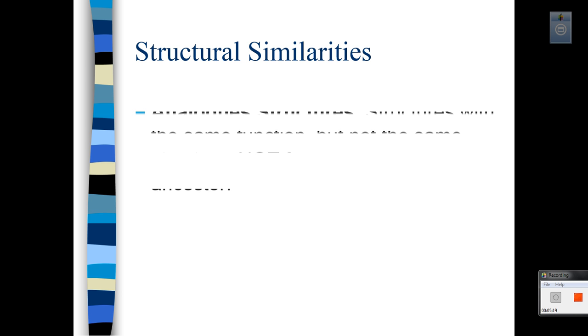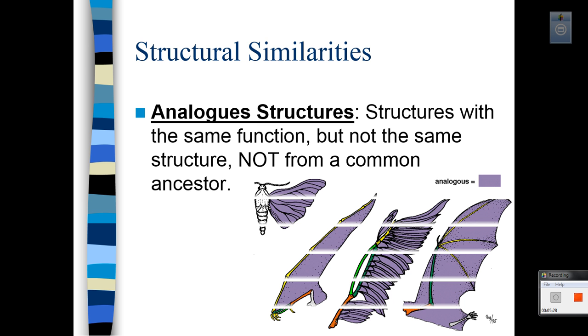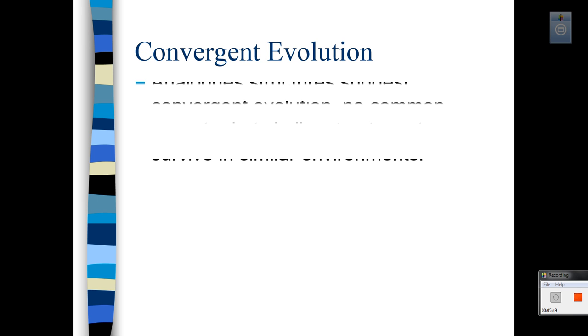Analogous structures are structures with the same function but not the same structure, and they are not from a common ancestor. So the insect wing and a bird wing and a bat wing all have structures that are analogous, the wing type. They did not derive from the same thing, and they did not come from a common ancestor. They all have the same purpose, but not from a common ancestor. Analogous structures are going to suggest convergent evolution.